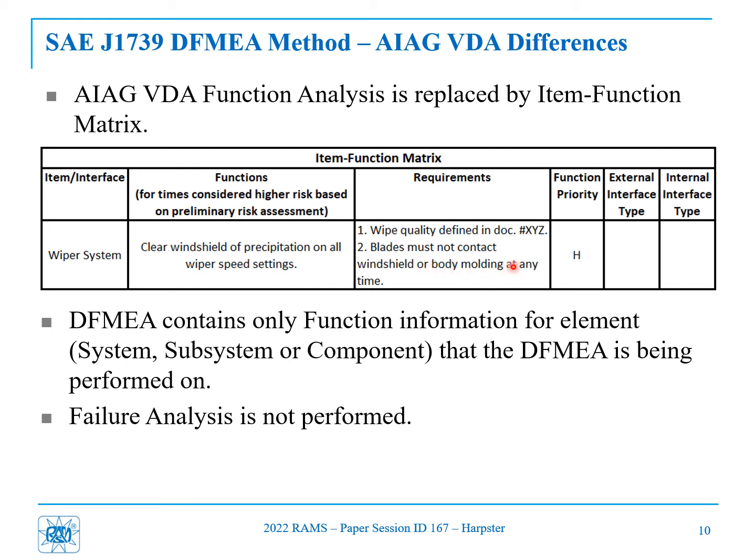This will also impact our ability to create and define the proper design verification. In this item function matrix, we give these functions priorities, and what happens is during the SAE J1739, you may decide to scope your design FMEA down by maybe only working on high priority items. Then if there's an external interface between this particular item and the outside, that interface is listed here. And if there's any internal interface types, those are listed here.